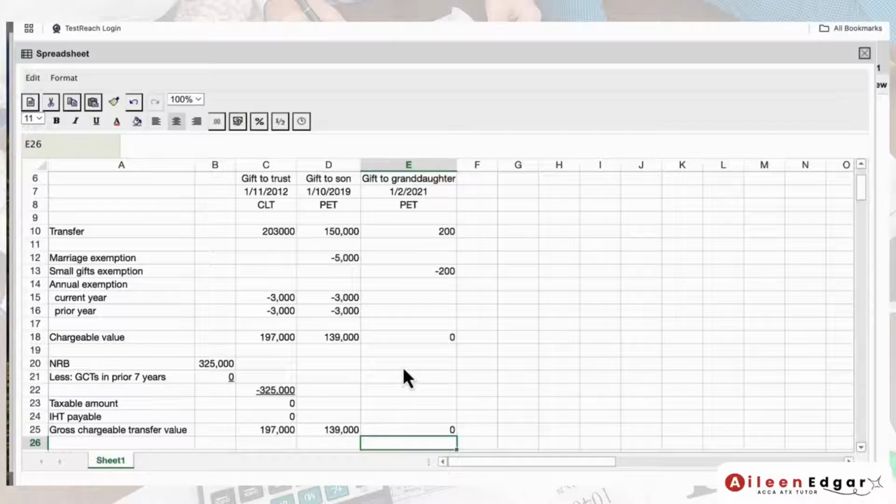The next stage is the donor dies. And then we have to go back and look at all of the transfers they made in the 7 years that leads up to their death. Okay, and that includes CLTs and PETs. Any transfers they made in the 7-year window before their death.